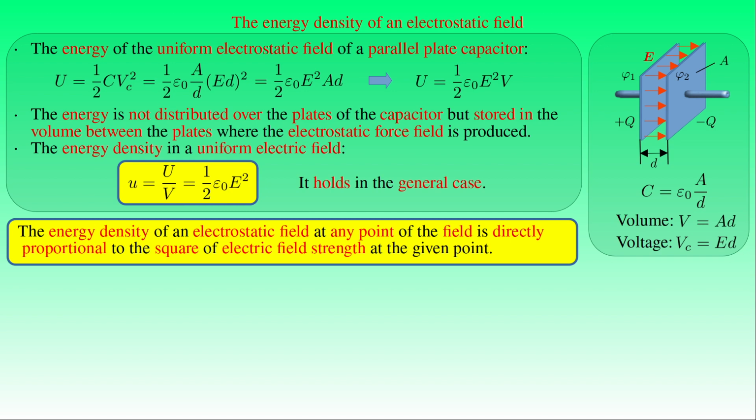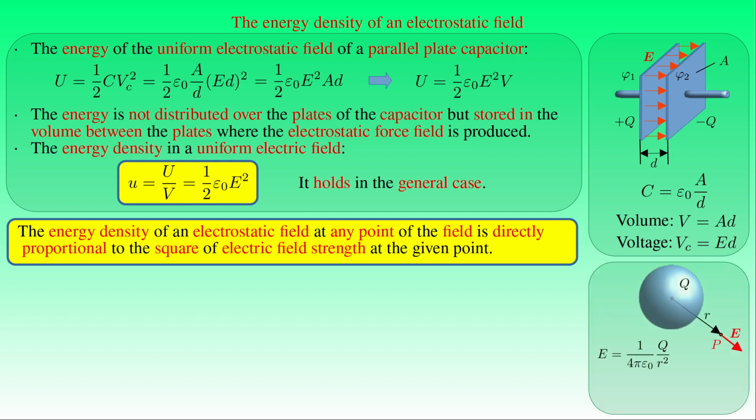For example, the magnitude of the electric field E due to a charged sphere at the distance r from its center is given by 1 over 4π ε₀, times the total charge q of the sphere divided by the distance r squared. Then the energy density lowercase u of the electrostatic field due to the charged sphere is equal to 1 over 32π² times ε₀ squared, times q squared over the distance r raised to 4. That is, the energy density of a charged sphere is inversely proportional to the fourth power of the distance from its center. The same relationship holds for the electric field due to a point charge as well.